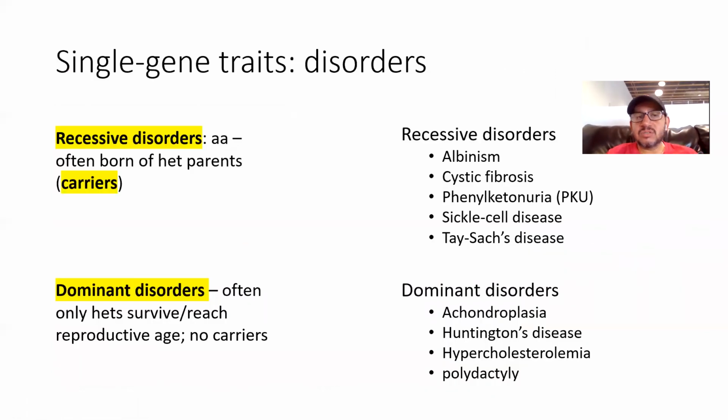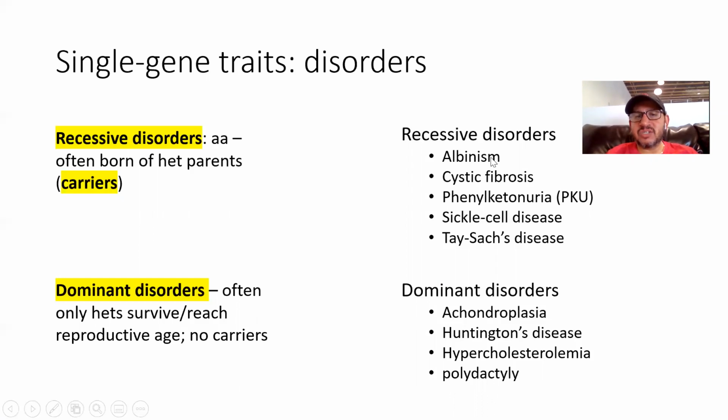All right, disorders. A lot of the genetic diseases that occur, unfortunately, in humans are just single gene traits. So you're missing the proteins for those. You can have recessive disorders where you need to have both recessive alleles present in order to get the disease.